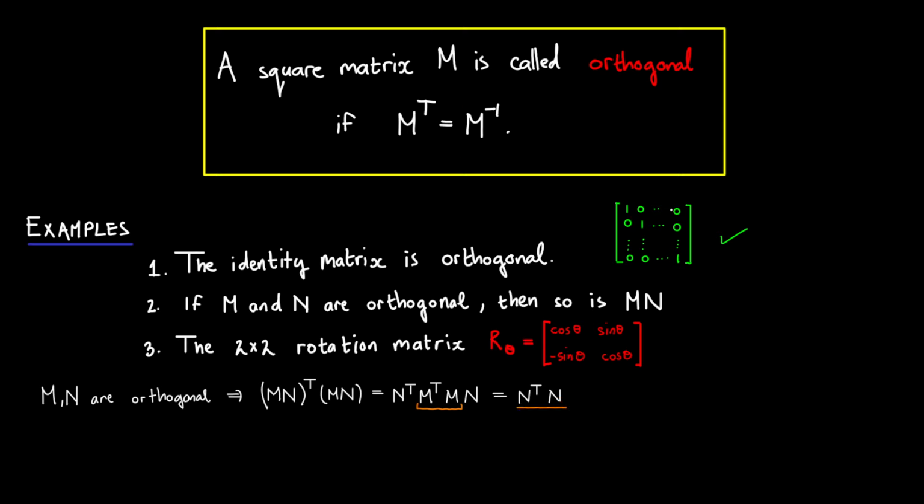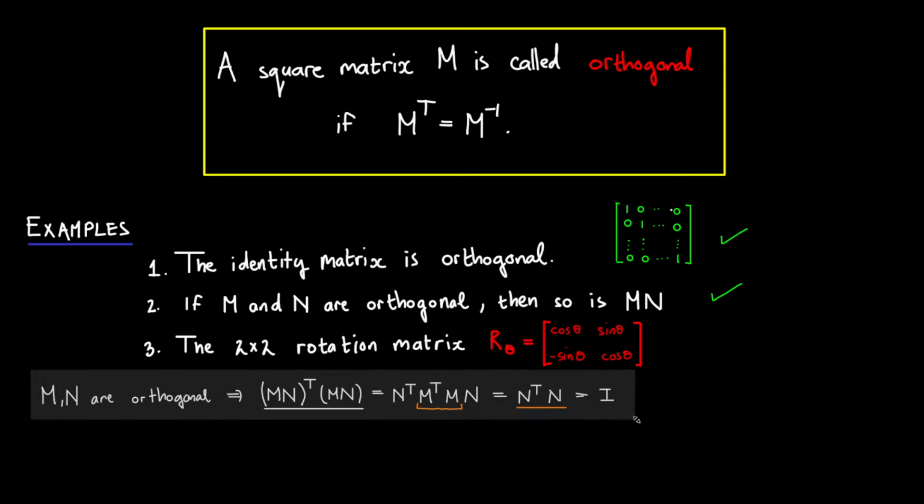And so what we're left with is just that this is equal to the identity matrix. You can check this on the other side, but the point is that this product here is equal to the identity, and if I was considering M N times M N transpose, the same sort of argument will work. And that just shows us that the product of two orthogonal matrices is again an orthogonal matrix. Okay, so what is a concrete example of an orthogonal matrix?